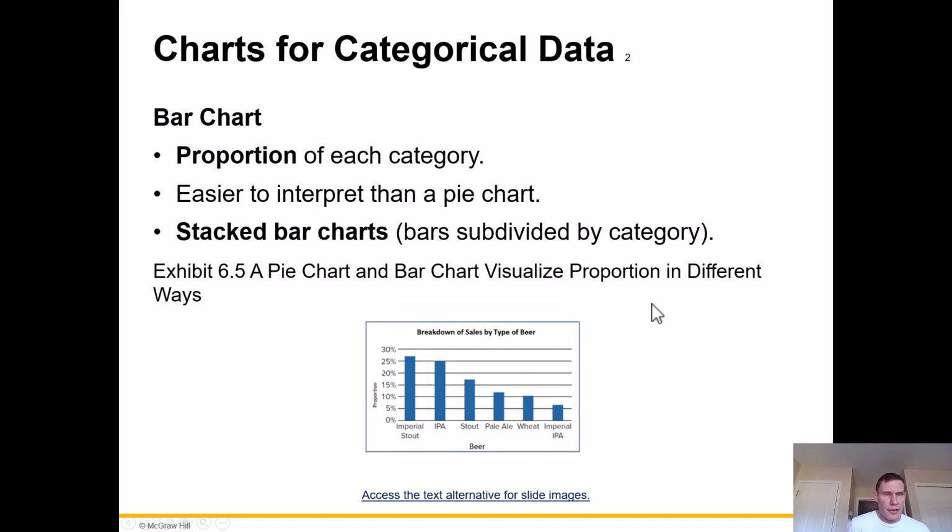Bar charts are very common. This gives us a proportion of each category. It's easier to interpret than a pie chart. And there are stacked bar charts, where bars are basically subdivided by category. We see an example of a pie chart and a bar chart visualization as shown below.